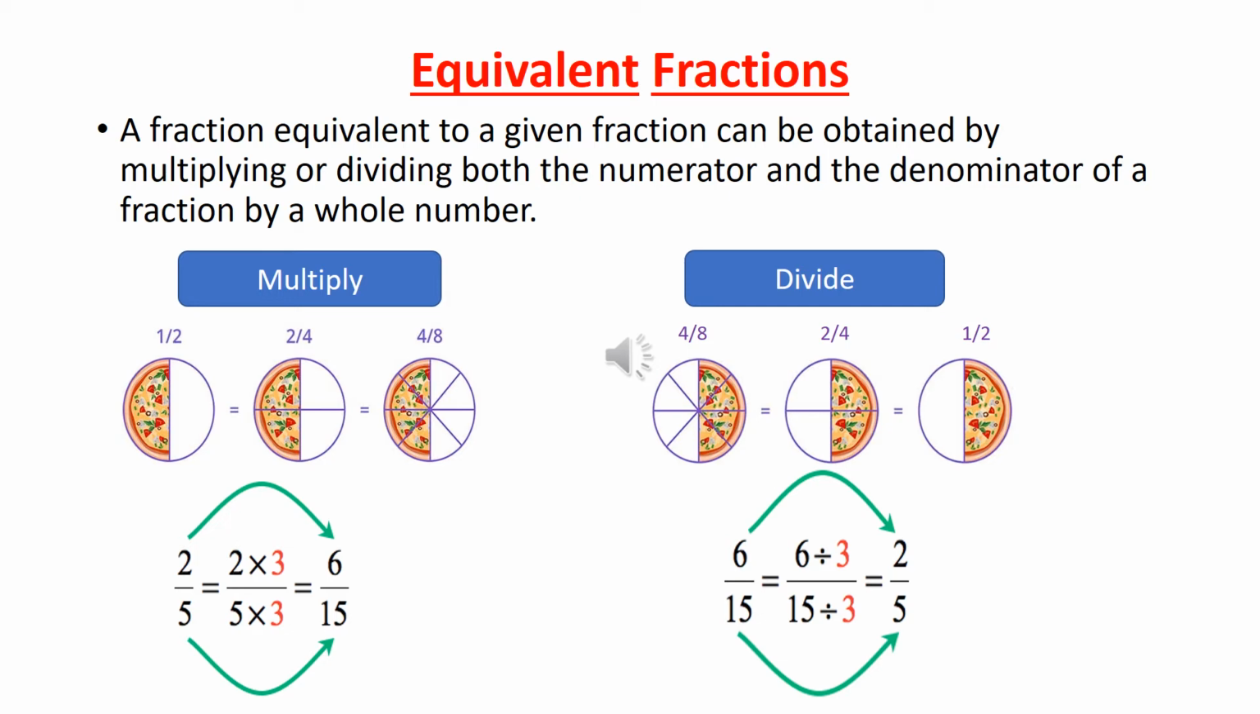Likewise, we can get equivalent fractions by dividing also. For example, 4/8. If we want the equivalent fraction for 4/8, we can divide by 2 or 4. If we divide the numerator and the denominator by 2, we will get the answer 2/4. If we divide by 4, we will get the answer 1/2. Likewise, we can get equivalent fractions.